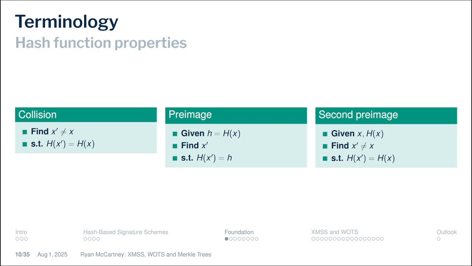For collision resistance, you are given nothing, and then you have to find two values x and x prime which match in their hashes. The pre-image task would be to give you one hash, and you have to find any x prime, which can be the same as x, such that the hash of x prime matches the one I have given you before. And the second pre-image is quite similar to the collision, because you're now given x and the hash of x and have to find a different x prime which matches in their hashes.